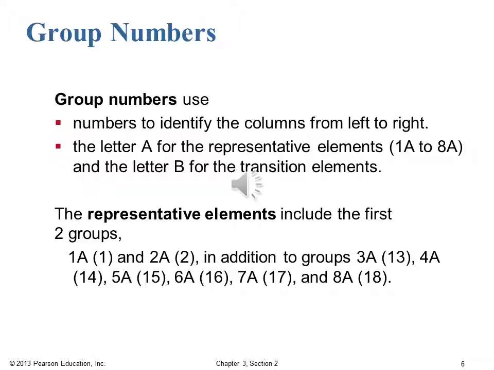We tend to prefer, nowadays, actually, just the Arabic numerals with no letters. So you'll more commonly see the last group, the Noble Gases, referred to as group 18 instead of group 8A. The A and B nomenclature was more popular several decades ago. We've moved away from that in recent years.